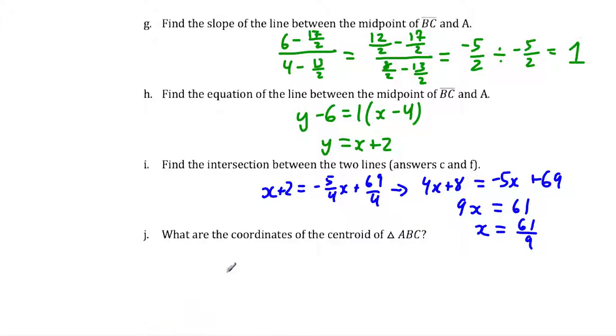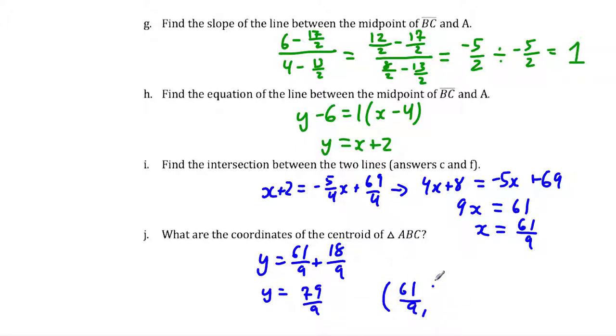And so what are the coordinates? Well, if I know that x is equal to 61 over 9, y is going to be x plus 2. So y is going to be equal to 61 over 9 plus 18 over 9. And so that means that y is going to be equal to 79 over 9. So the point is 61 over 9, comma 79 over 9. So again, a lot of good work with the fractions.